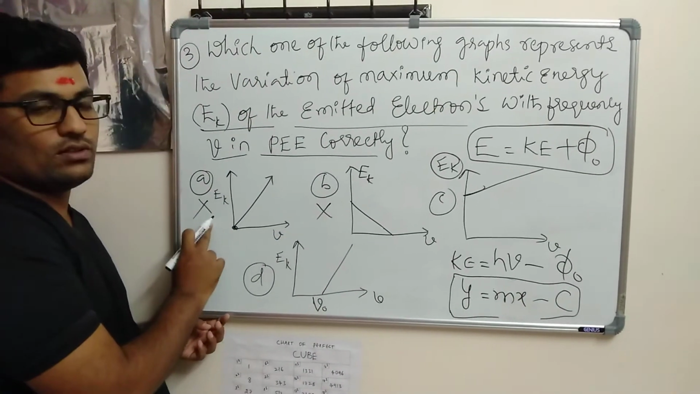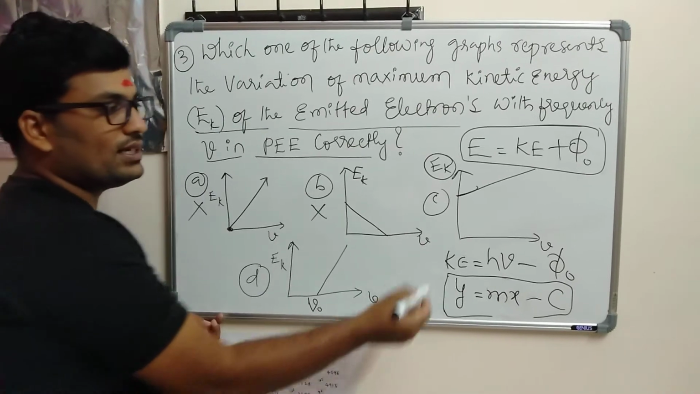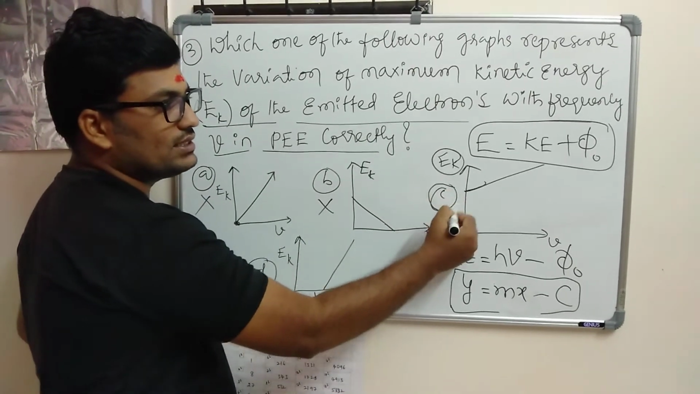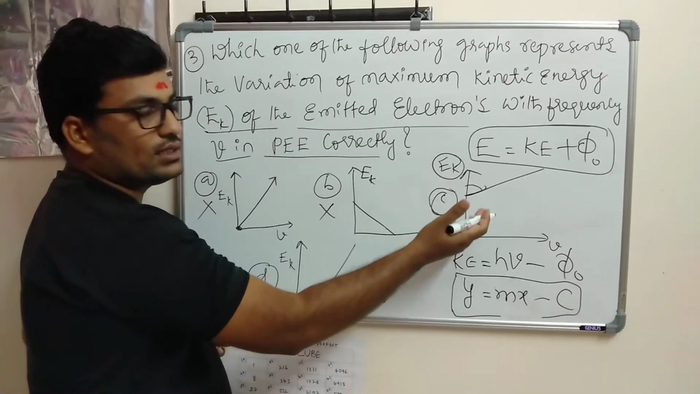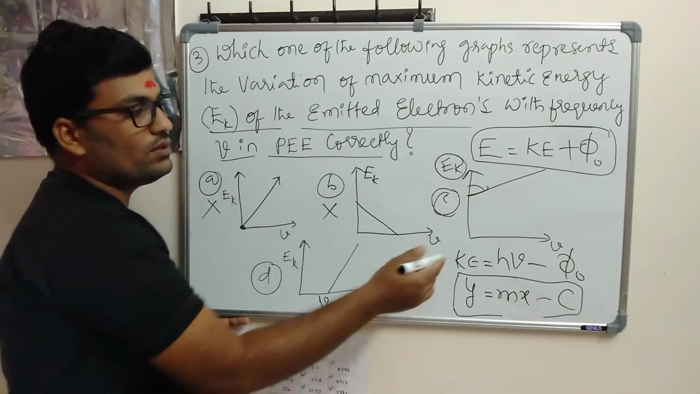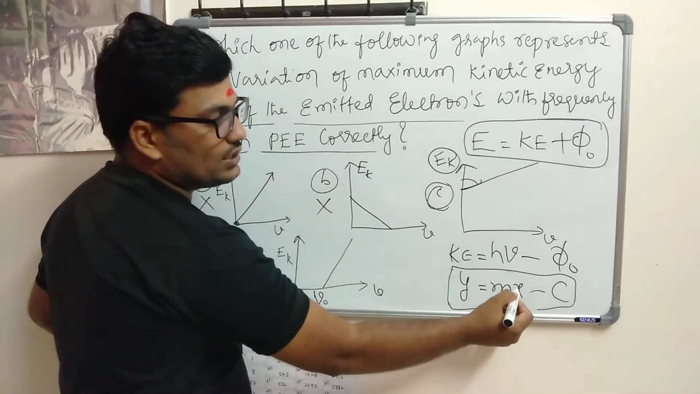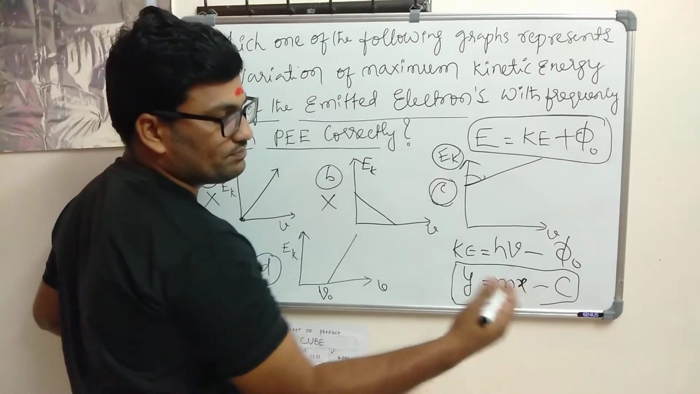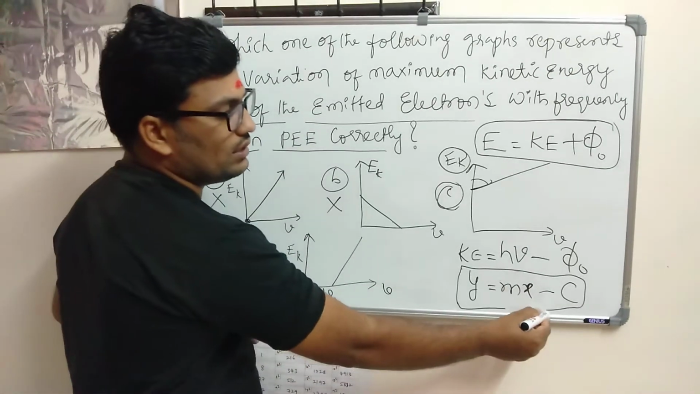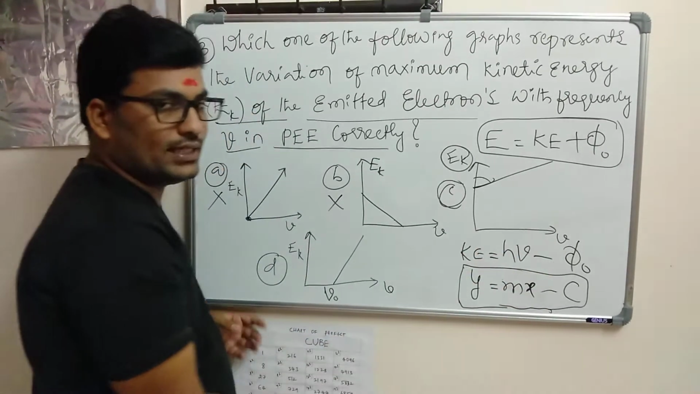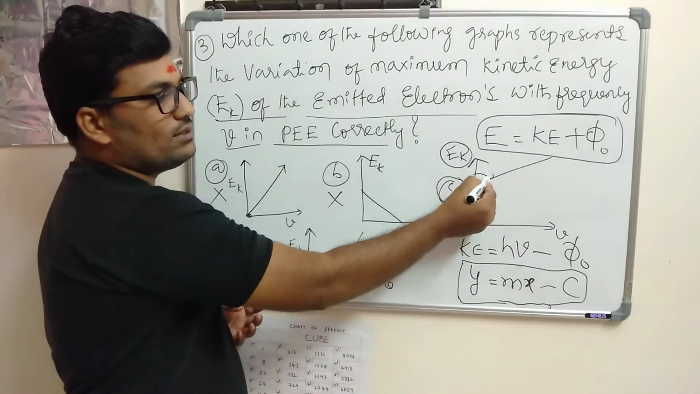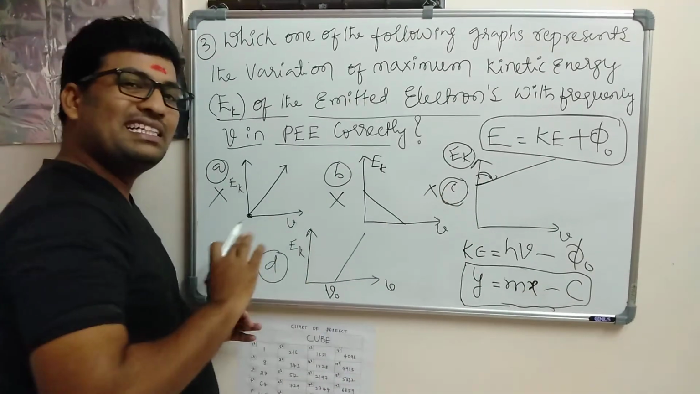So the first option is wrong. The second option is clearly wrong from there. And the third option, you see this is actually making an angle with the x axis and y axis, so this is clearly wrong. Why? Because here it is slope into x minus c. This is the intercept question. So the intercept is made with the y axis. So this option is also clearly wrong.